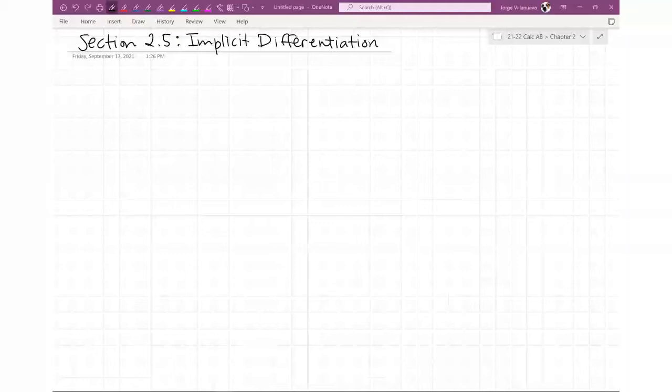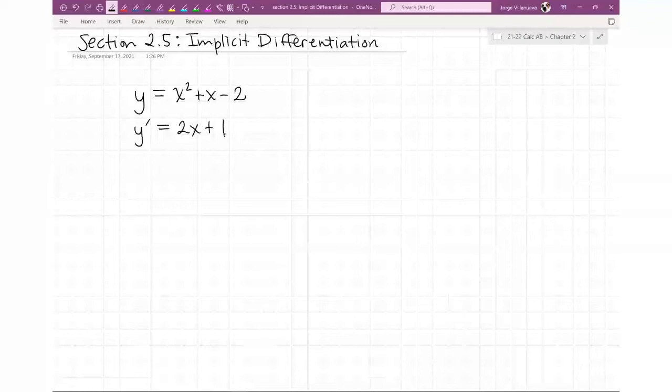So for example, if I were to tell you, here's a function: y equals x squared plus x minus 2. If I were to tell you to take a derivative of it, you shouldn't have too much of a problem, right? y prime is 2x plus 1. And I'm done. No big deal.